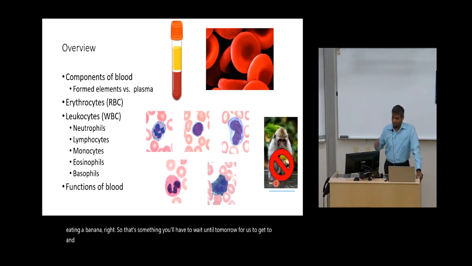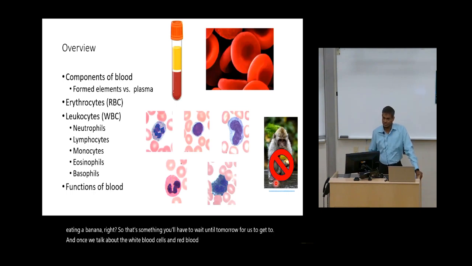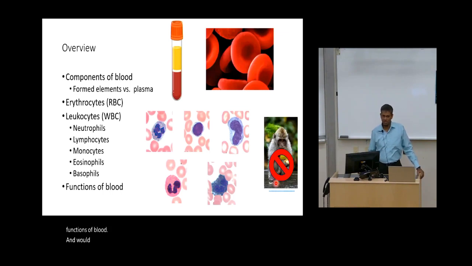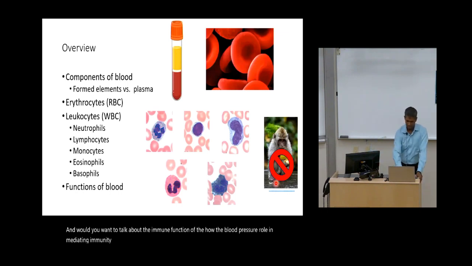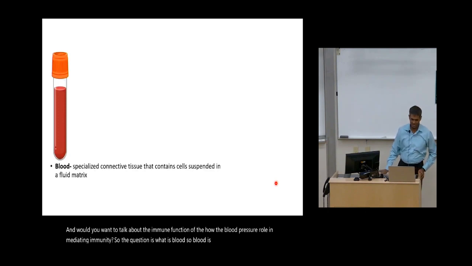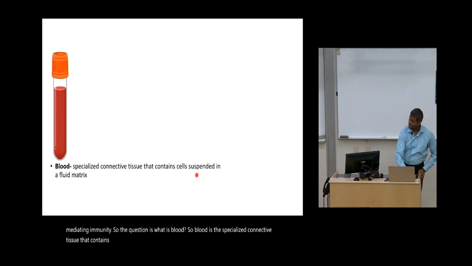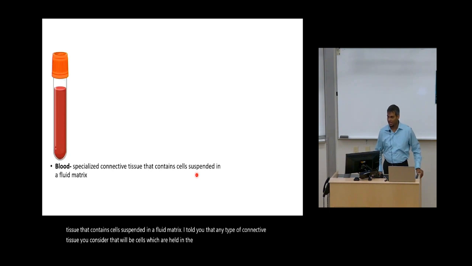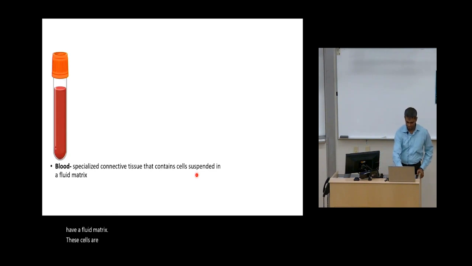And once we talk about the white blood cells and the red blood cells, we'll discuss the functions of blood, and we'll move on to talk about the immune function of how the blood plays a role in mediating immunity. So the question is, what is blood, right? So blood is the specialized connective tissue that contains cells suspended in a fluid matrix. I told you that any type of connective tissue you consider, there will be cells which are held in a matrix, and in the case of blood you have a fluid matrix where these cells are suspended.